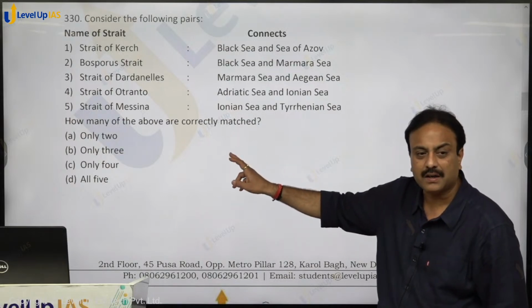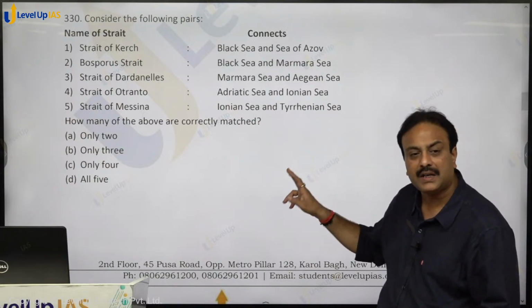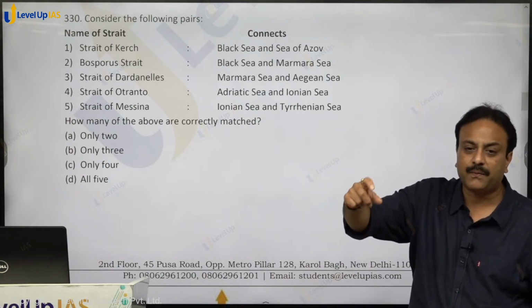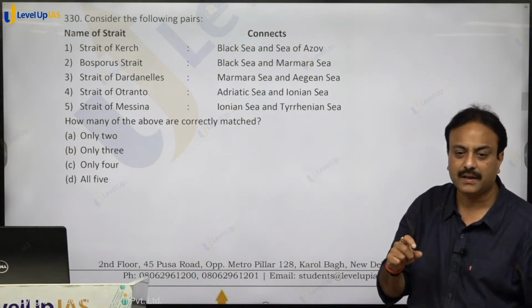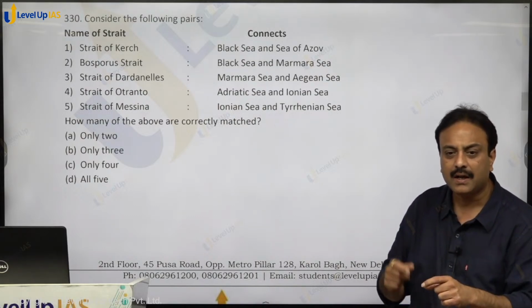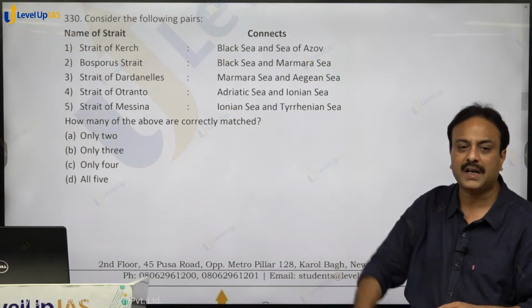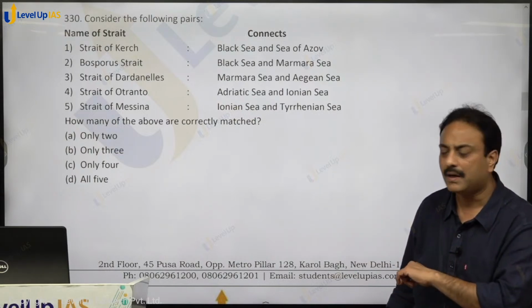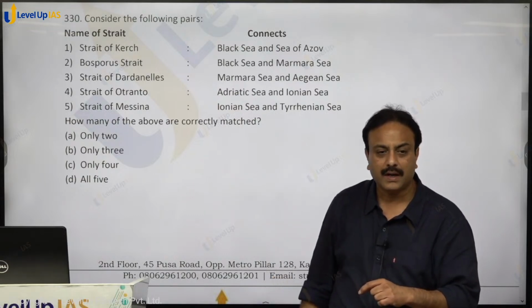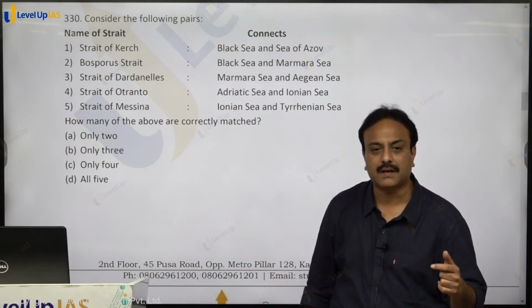Strait of Messina connects Ionian Sea with Tyrrhenian Sea. Strait of Messina separates Italy from its island Sicily. South of Italy you are having the island Sicily on which you are having Mount Etna. That Sicily is separated from Italy by Strait of Messina. In the same manner there is another strait, Strait of Bonifacio. It separates Corsica from Sardinia.